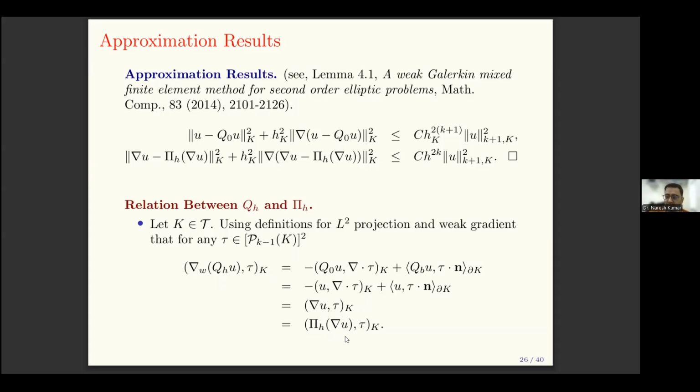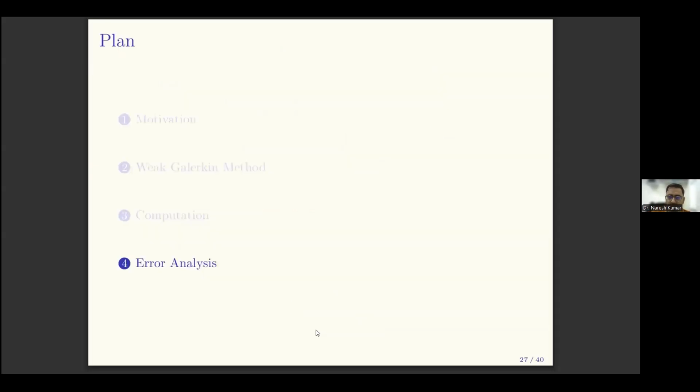So sometimes in the analysis, instead of pi h grad u, you can use the weak gradient of QHU. And sometimes, if you want to replace the weak gradient of some function, you can replace it by pi h of the gradient of u.